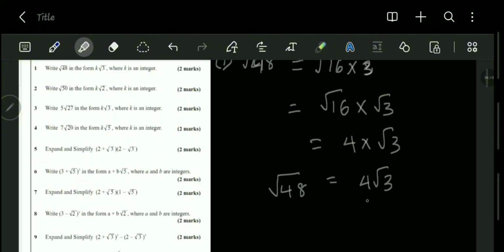In this case, if you compare this one and k surd 3, you see that k here is 4, and then we have the surd 3. Are you getting what I'm saying? So in this place, k is equal to 4. Are you seeing that? Alright.